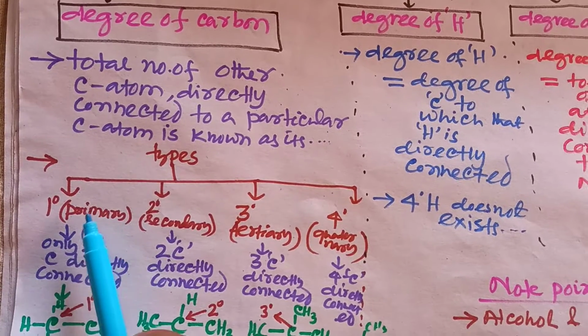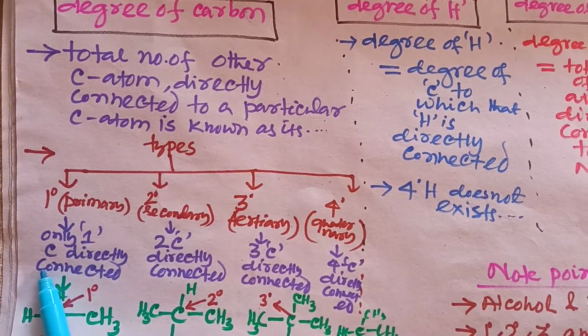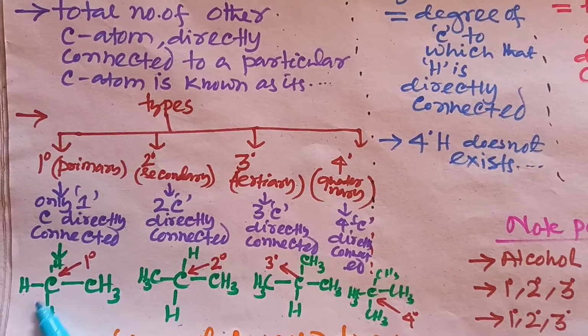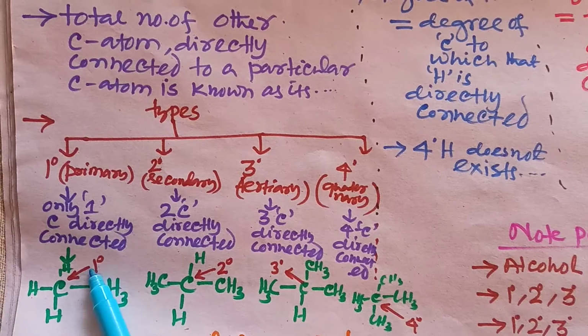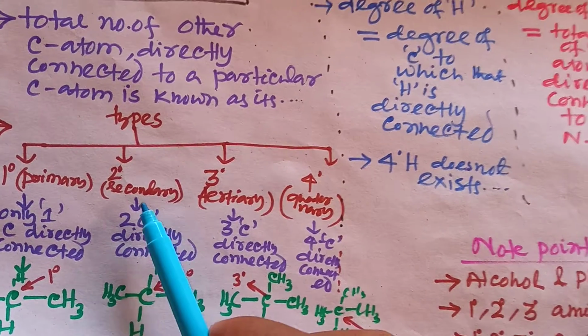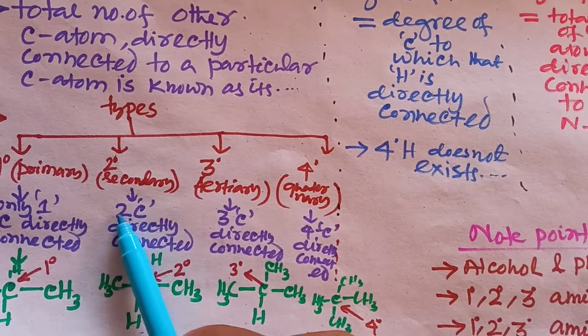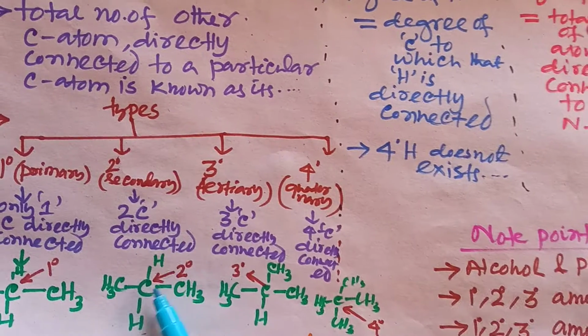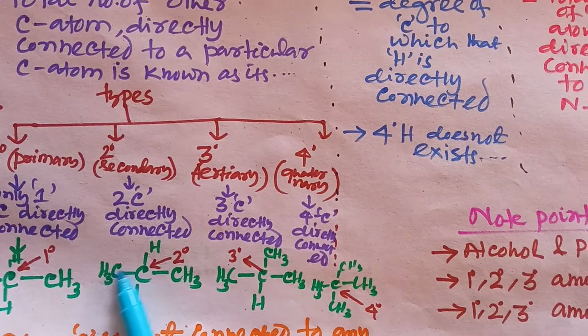1 degree: a carbon is said to be 1 degree or primary carbon if only one carbon is directly connected to it. Here in the example, only one carbon is connected to this carbon, so its degree will be 1. A carbon will be known as secondary carbon or 2 degree carbon when 2 carbons are directly connected to a particular carbon. This carbon is connected to 2 carbons, this carbon and this carbon, so its degree will be 2.